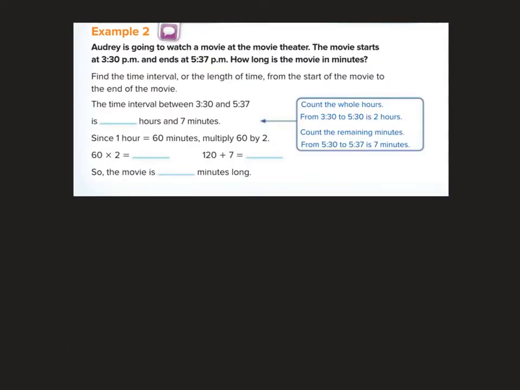Audrey is going to watch a movie at the movie theater. The movie starts at 3:30 p.m. and ends at 5:37 p.m. How long is the movie in minutes? So this is my favorite way to find elapsed time. First we have to figure out how long is the movie, and then we have to change that to minutes. Okay, so if I start at 3:30, draw my number line.